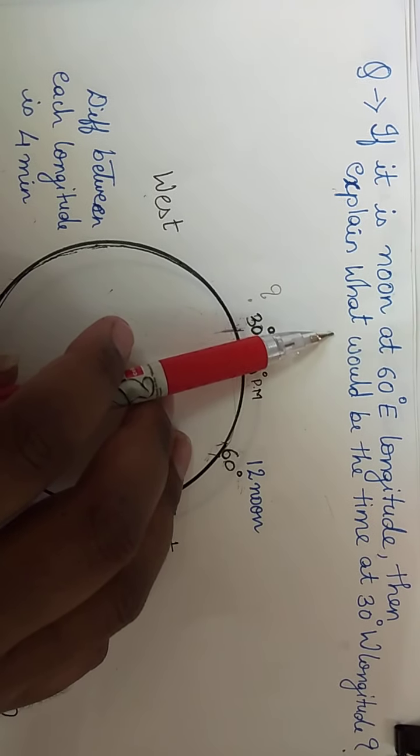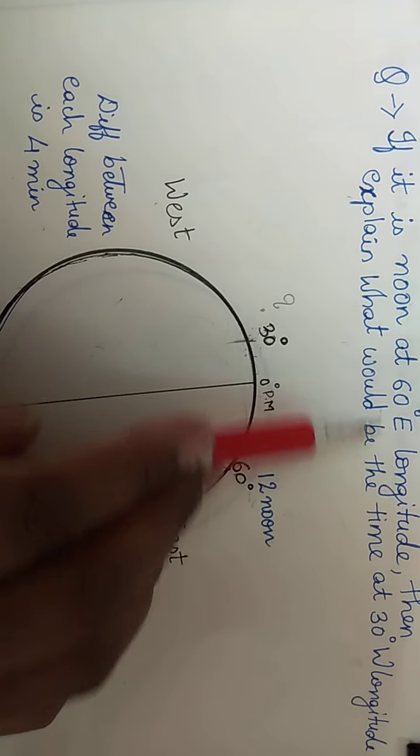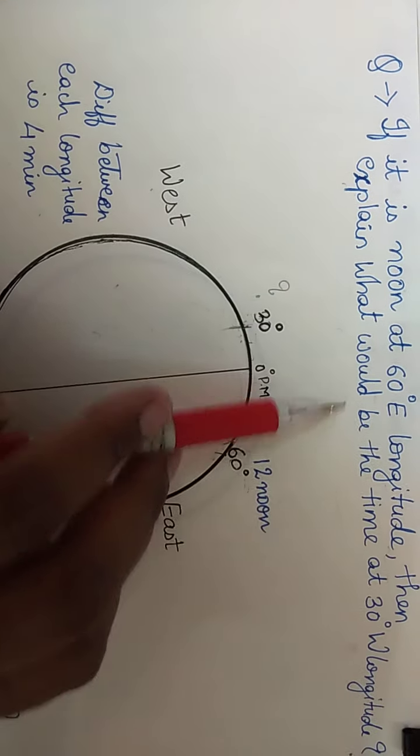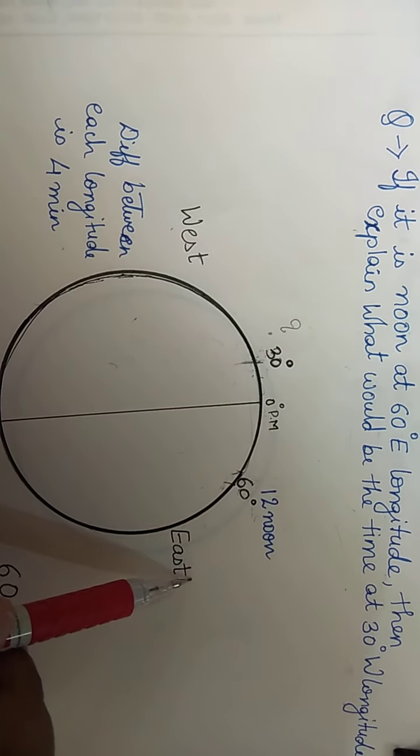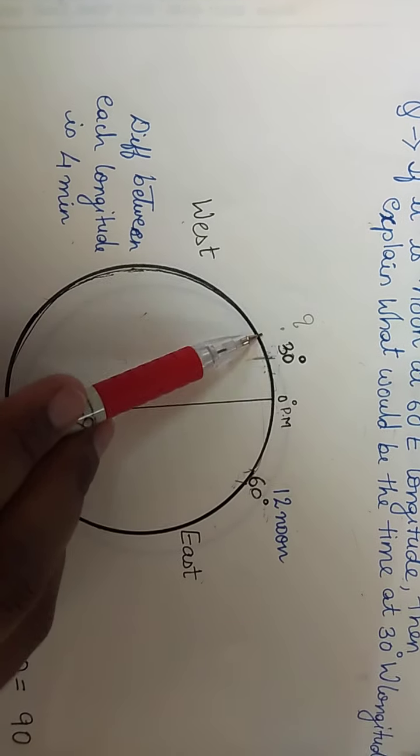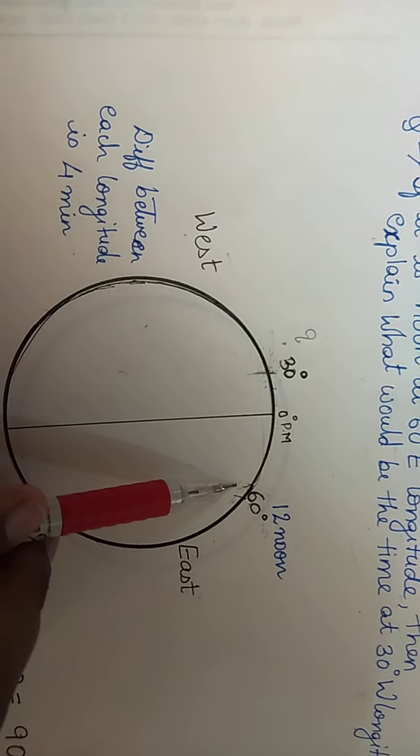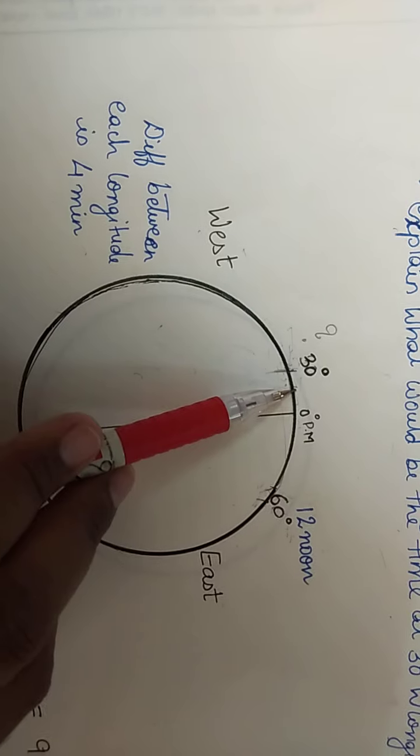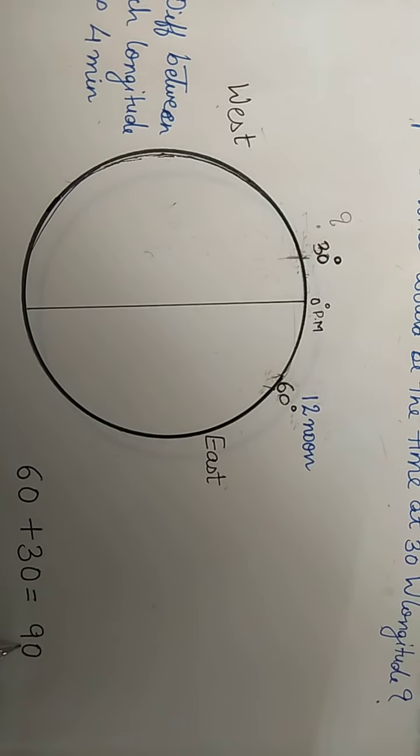Students will continue with the calculation of local time in this sum. If it is known at 60 degree east longitude, then what would be the time at 30 degree west longitude? 60 degree east longitude, and we need to find the time at 30 degree west. To find the time, we have to find the difference. 60 plus 30 is 90 degrees.